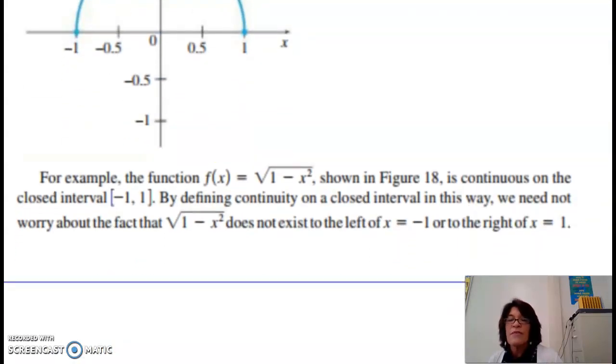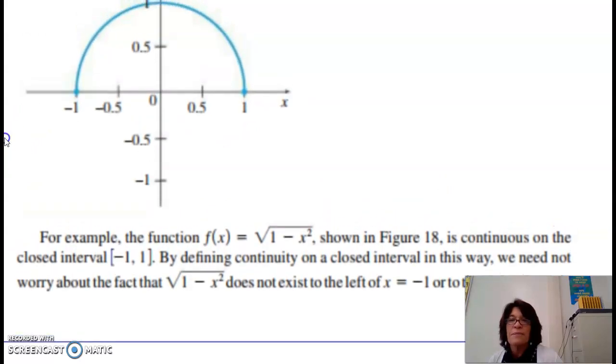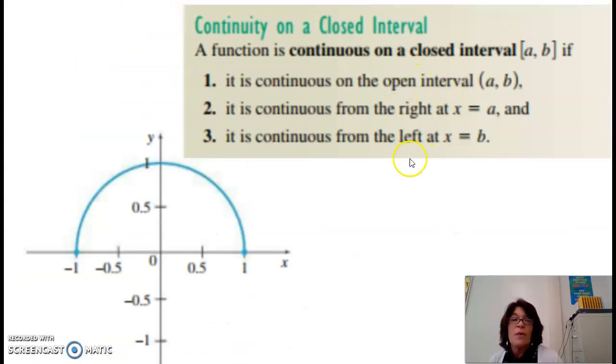Okay, this is the function. The function that's graphed there is actually the square root of 1 minus x squared. It's continuous on the closed interval. By defining the continuity on the closed interval in this way, we need not worry about the fact that the square root of 1 minus x squared doesn't actually exist to the left of -1 or to the right of 1. Okay, we define continuity this way when we're talking about a closed interval.